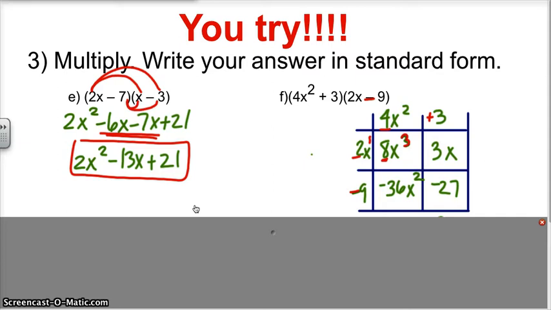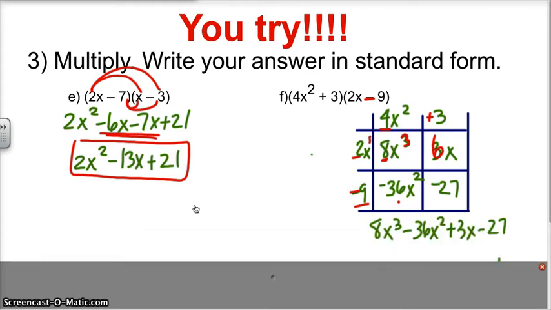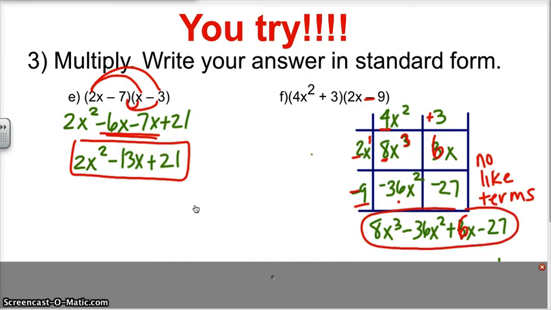Oops, I see an error. That's a 6. There we are. -9 and 4 give me the -36x squared. A -9 and a +3 is a -27. Here, nothing ended up combining, so it stayed a polynomial with 4 terms.